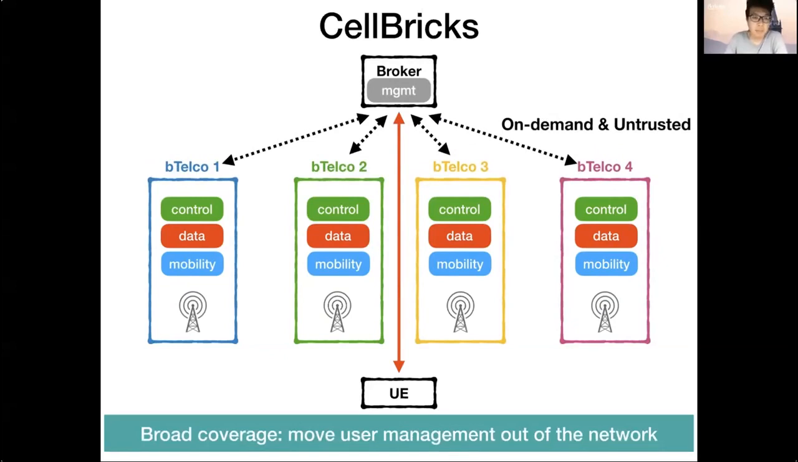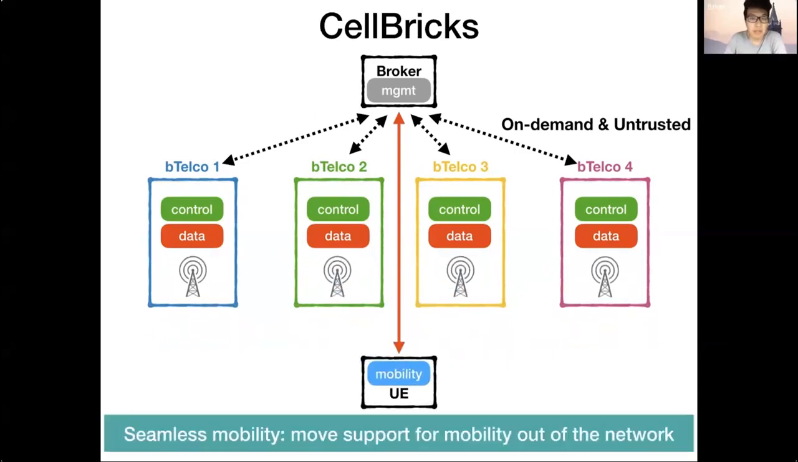How about providing seamless mobility? As explained earlier, crossing provider boundary incurs IP changes, which is really hard to address within the network. Therefore, what we propose is to instead embrace IP changes and to move the support for mobility out of the network into the end host. End hosts now explicitly handle the IP changes caused by mobility instead of relying on the network to hide them. By doing so, Cellbricks can provide seamless mobility without tight in-network coordination. This is basically the Cellbricks architecture at a high level. We decouple service provider from access provider, like MVNO, and we move support for user management and mobility out of the network for broad coverage and seamless mobility.